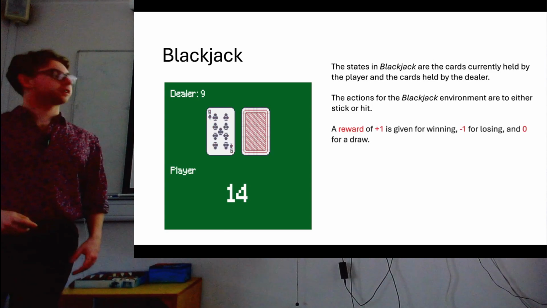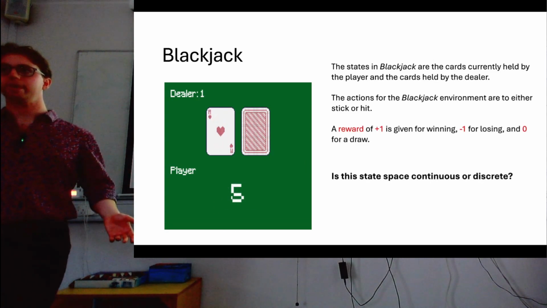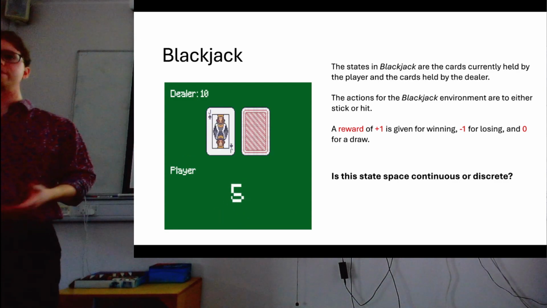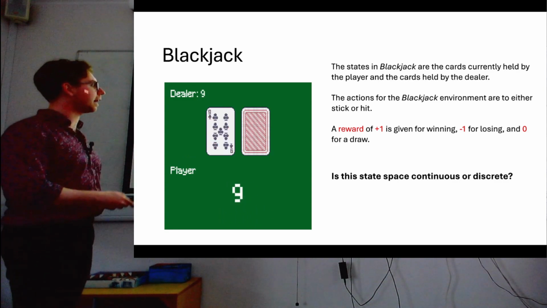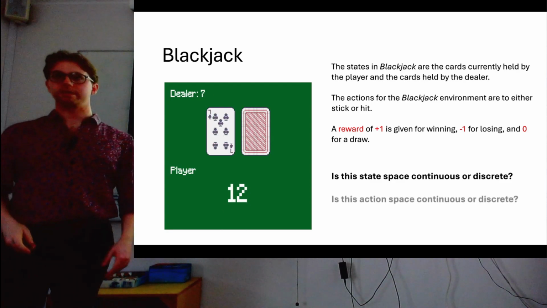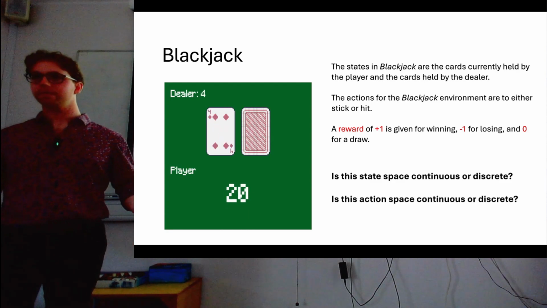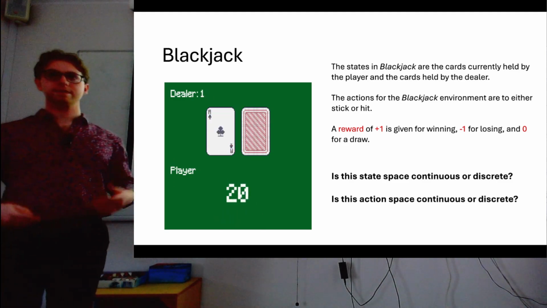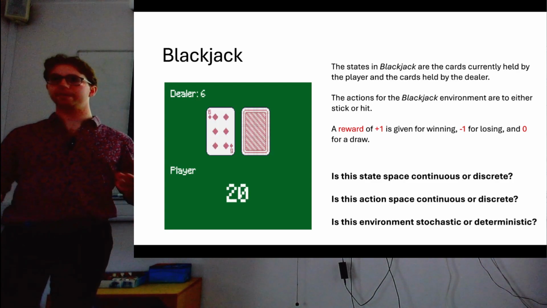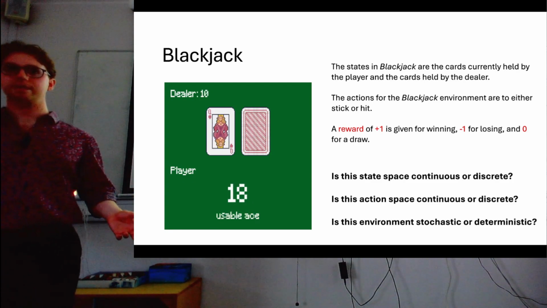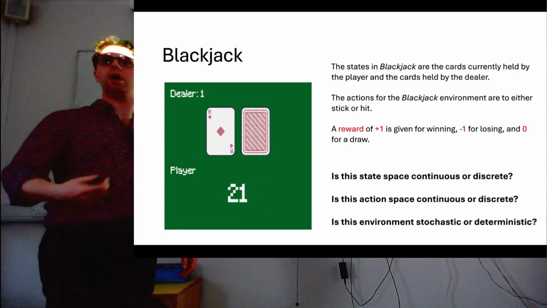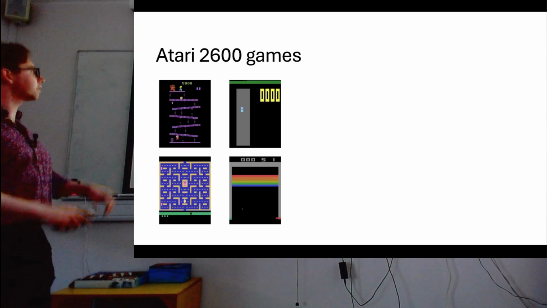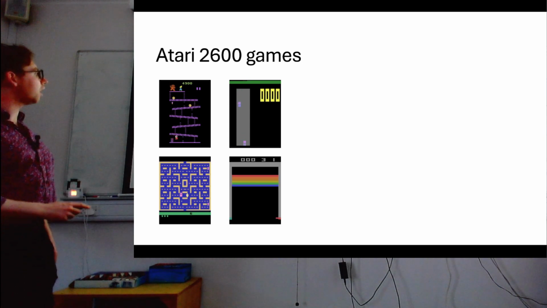Okay, state space, continuous or discrete? Discrete, because there's finitely many different card hands that you could hold and cards that could be in the deck. Action space, continuous or discrete? Discrete, fantastic, because there's only two things you can do. And stochastic or deterministic? It's a stochastic environment because there's randomness about which cards you're dealt. Yeah, okay, fantastic.